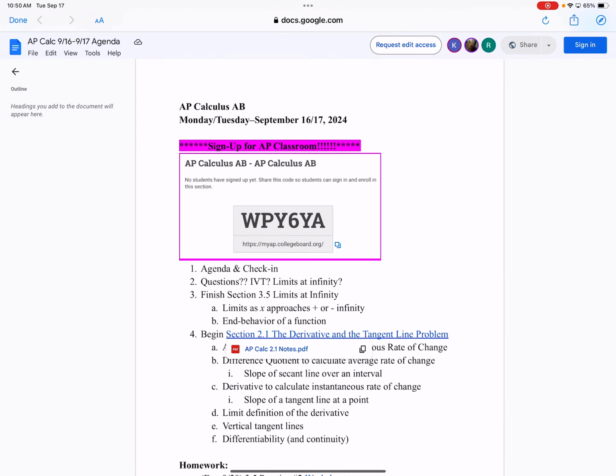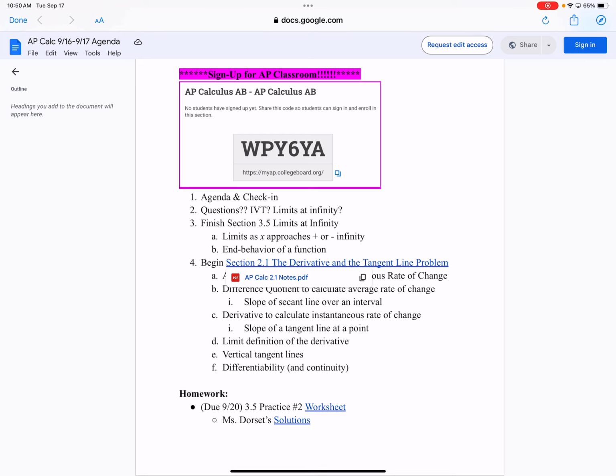You do not have homework on 2.1 yet. Your only homework is on 3.5.